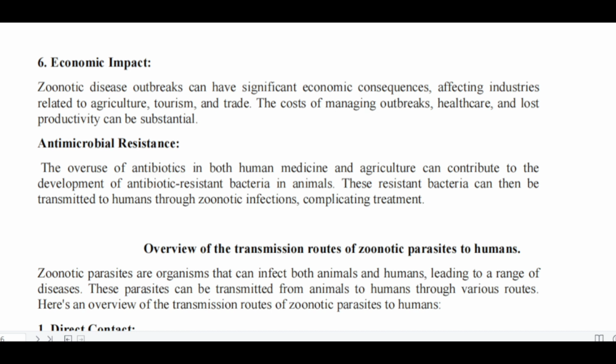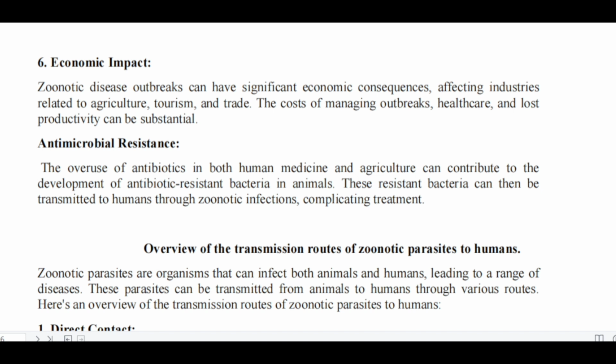Then another impact, which is number 7, the number is missing, is antimicrobial resistance. Especially if it is an emerging disease, you'll see a lot of antibiotics will be tested. People will use this one, drop it, pick another one, drop it, you understand? So that can cause an overuse of antibiotics in both human and animal medicine, which can contribute to the development of antibiotic resistant bacteria in animals.